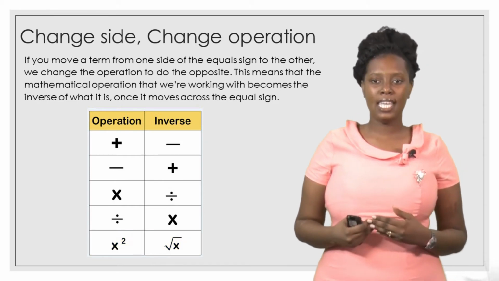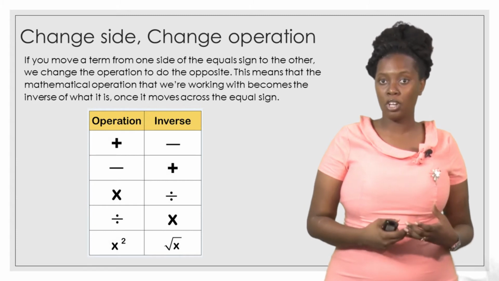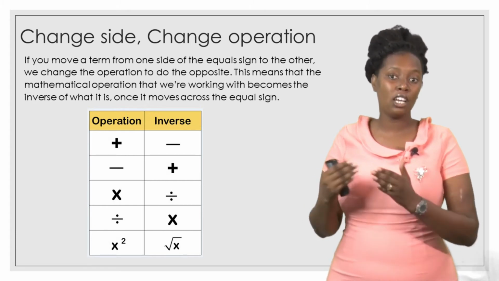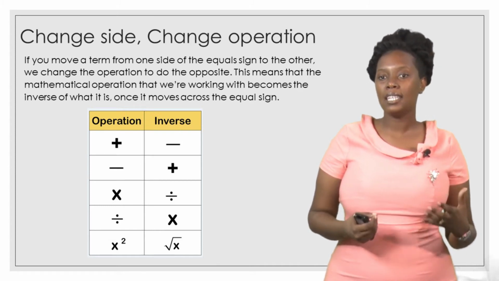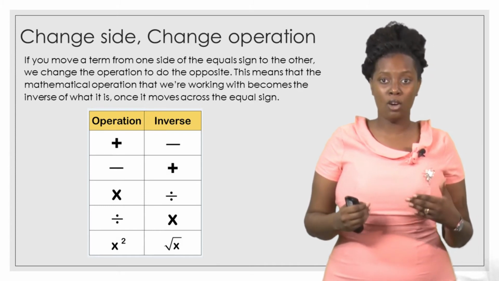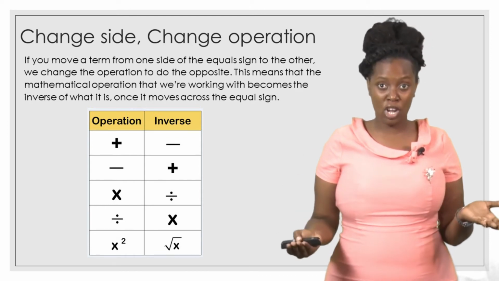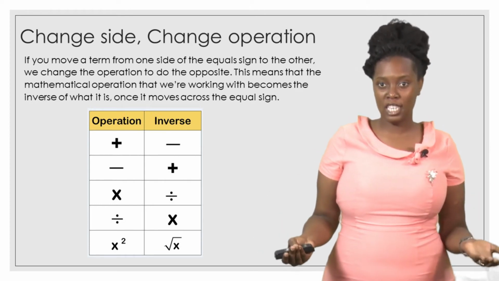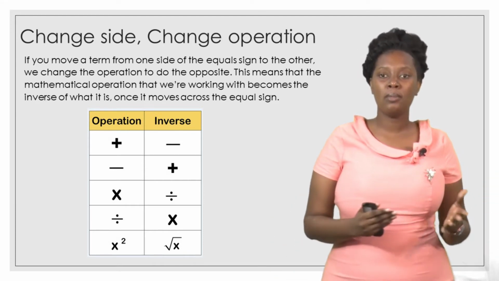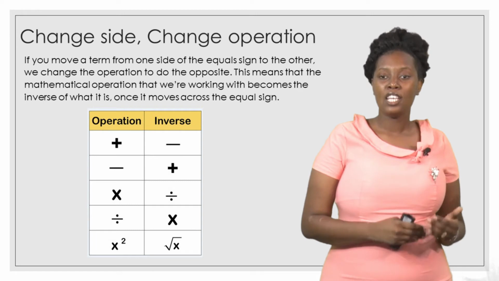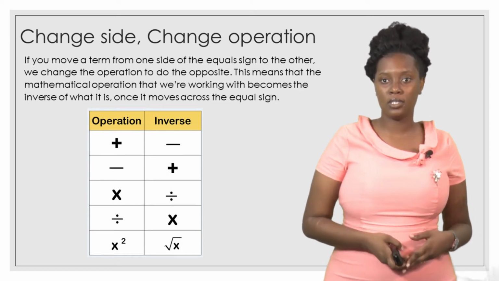So all this is saying is that whatever sign we're working with, whatever operation we're working with, as long as we take it across the equal sign to change the subject of the formula, then that operation becomes the opposite of what it is. Example, again, addition becomes subtraction, subtraction becomes addition, multiplication becomes division, division becomes multiplication, squares becomes square root, and square root becomes squares.